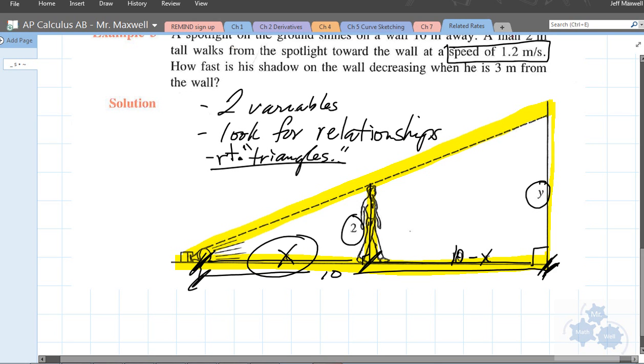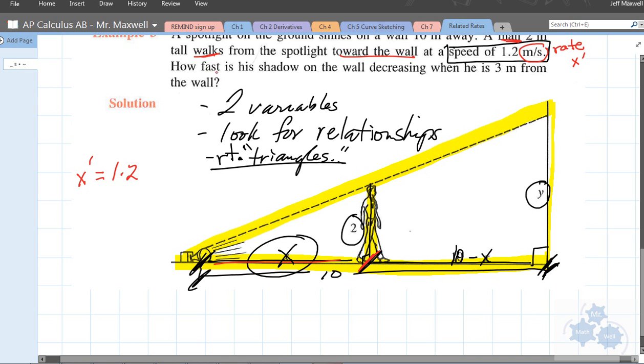No. The man walks toward the wall. X is changing, right? So x prime is 1.2. You see that? The rate of change of x. His distance from the wall is increasing at a rate of change of 1.2 meters per second. So this is a speed, which is a rate. So that's going to be x prime in this case. Okay? Got it?